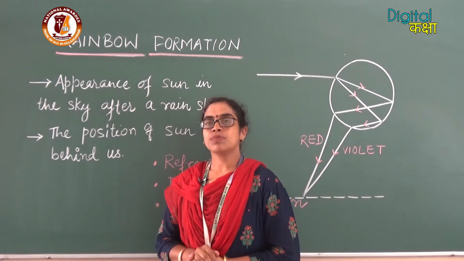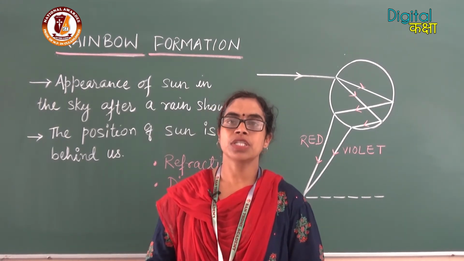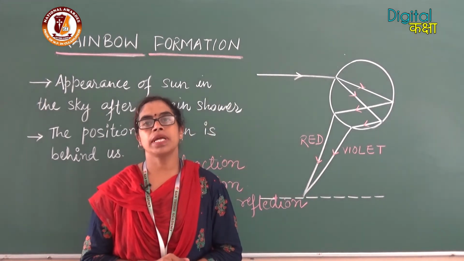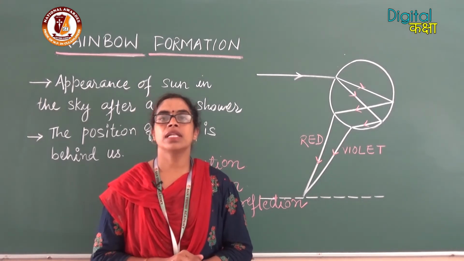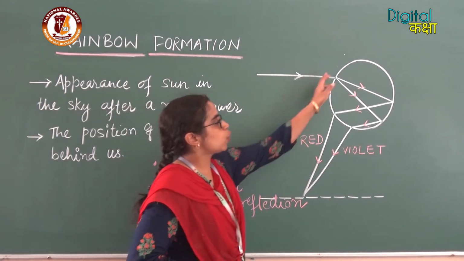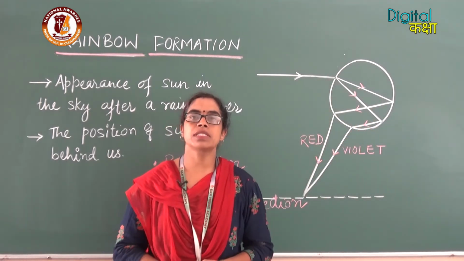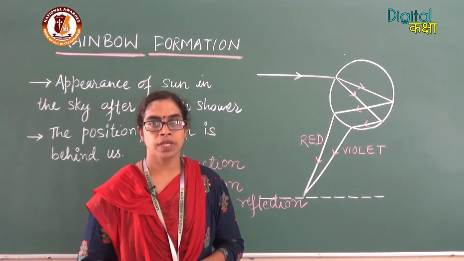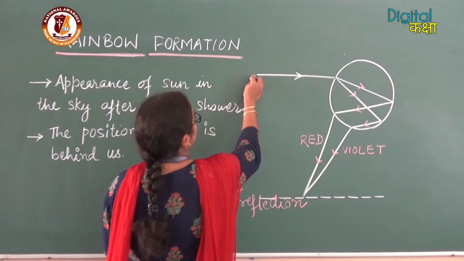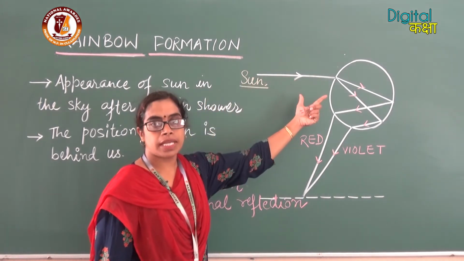Now, what role is being played by the sun and the rain shower? Just after the rain shower, when the sun appears in the sky, the water droplets are suspended there in the atmosphere. Now these suspended water droplets, one of which is shown here as a sphere, all act as prisms. Then this is the light ray which is coming from the sun, or I can say this is the sunlight or the white light.